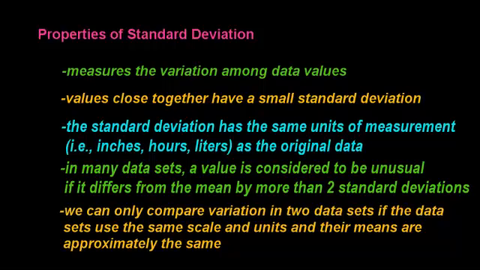And we can only compare variation in 2 data sets if the data sets use the same scale and units and their means are approximately the same. So we can't just randomly compare standard deviations. We have to have data sets that have means that are approximately the same, and we've used the same scale and units in our measures if we're going to do a comparison.